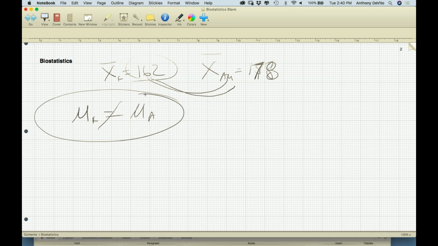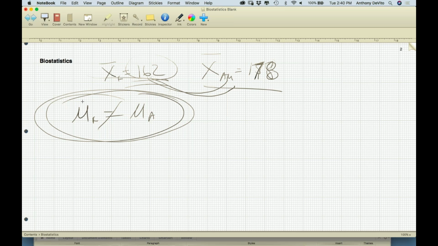I'm going to do studies like this all the time. I'm going to take one group, find the mean of my sample. I'm going to take a second group, find the mean of that sample. And I'm going to want to be able to say whether or not these two populations have different means.